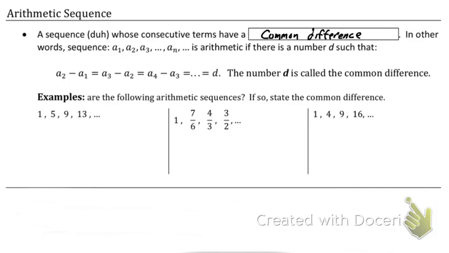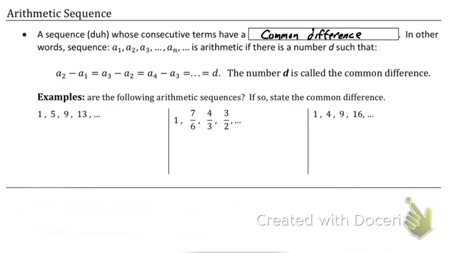So in other words, what I just said is the gaps between them need to be a constant. So our second term minus our first term has to equal our third term minus our second term, has to equal our fourth term minus our third term, which equals d, and that d is called our common difference.